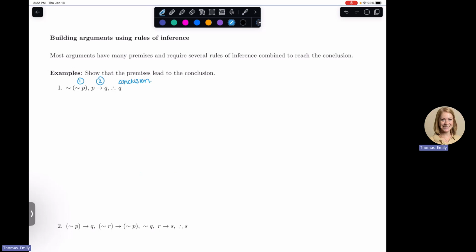So we can do this with a truth table, but that's really annoying and they can get really long and gross. So we can also do this using those rules of inference and combining our premises. So we have premise number 1 is not P. Premise number 2 is P implies Q. We're trying to lead to a place where we have just Q.